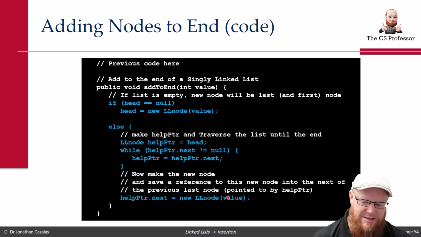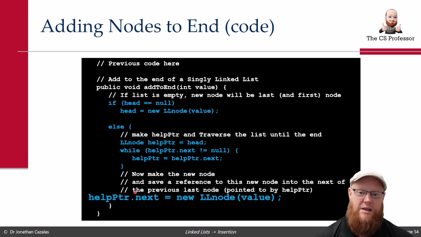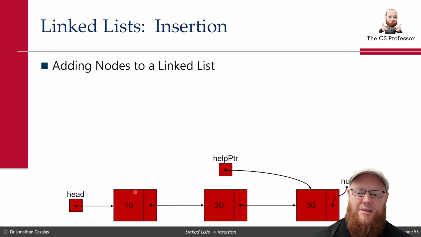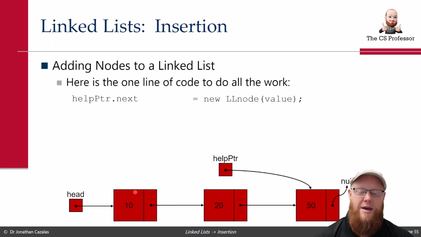And then check this out. One line of code makes all those connections. Help pointer.next equals new LL node, and we put in the value we're going to insert. Let's make sense of that line of code. It's easiest with a picture. Here's that one line of code: help pointer.next equals new LL node value.